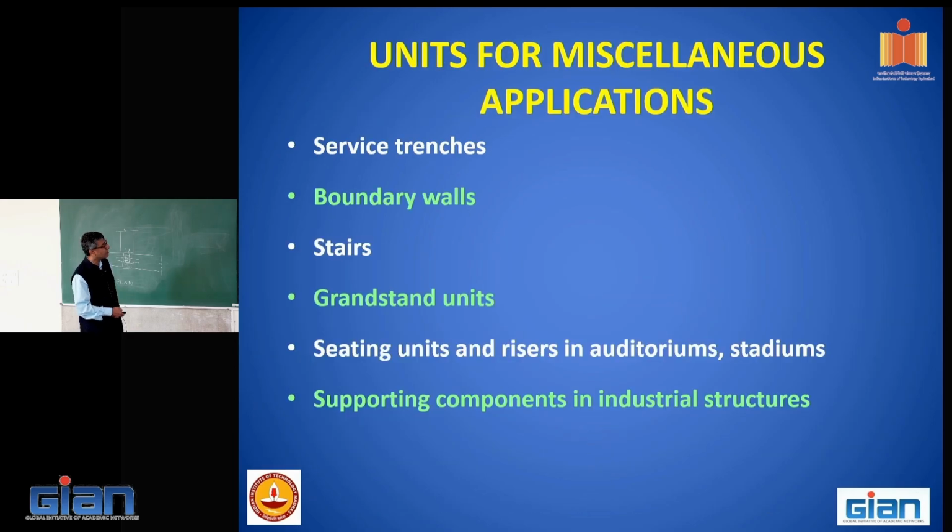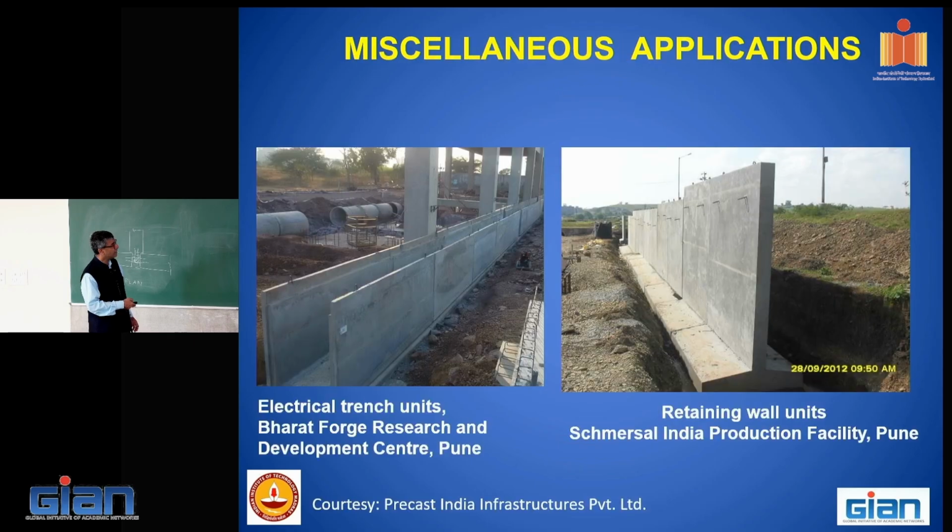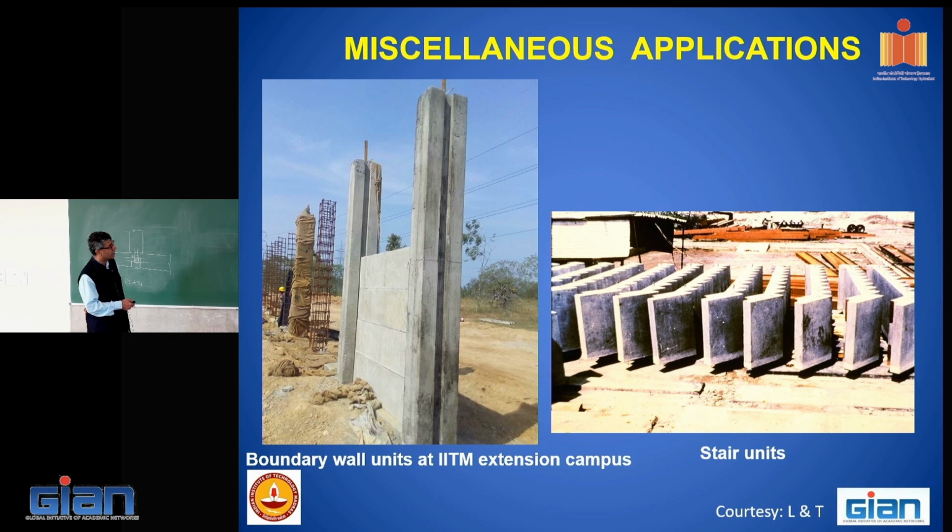Miscellaneous applications: service trenches, boundary walls, stairs, grandstand units, sitting units in auditoriums, supporting components in industrial structures. All these are part of different types of buildings. Let's see some examples. These are the electrical trench units. These are the boundary wall elements I had shown before. IIT Madras has an extension campus where the boundary walls are precast elements.